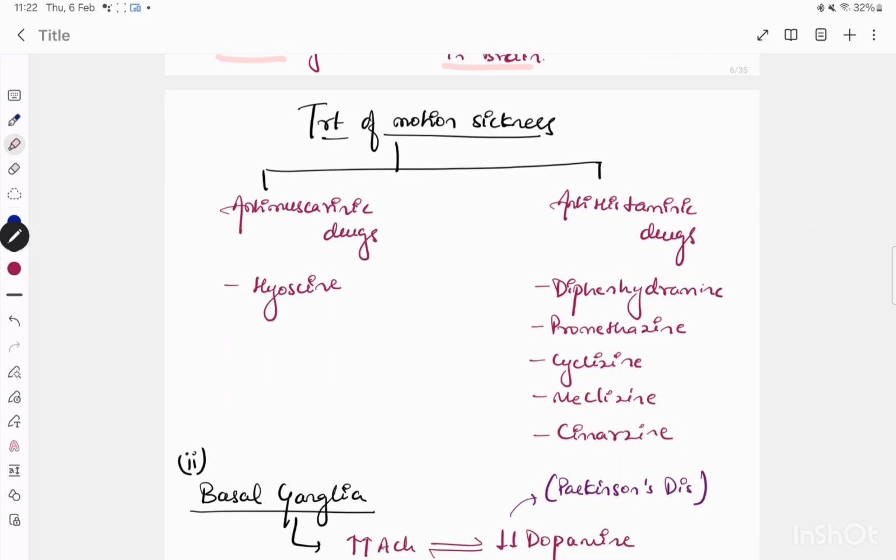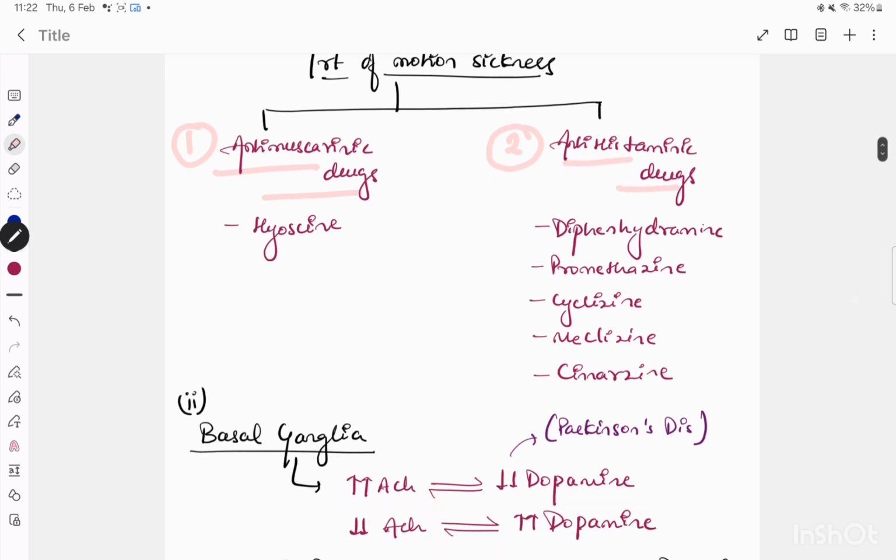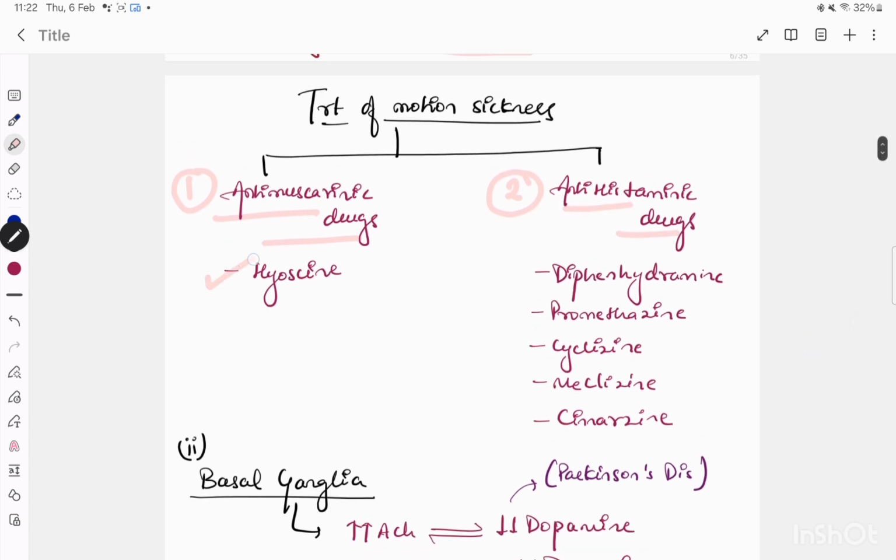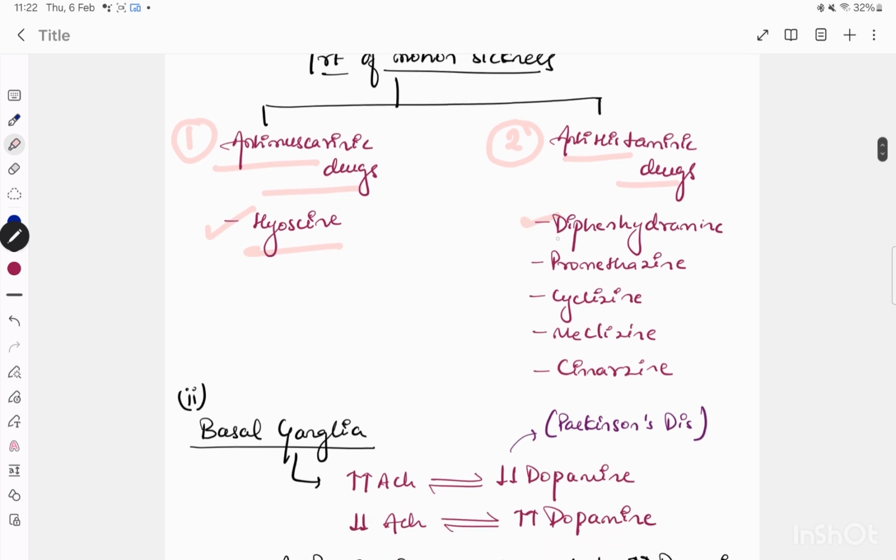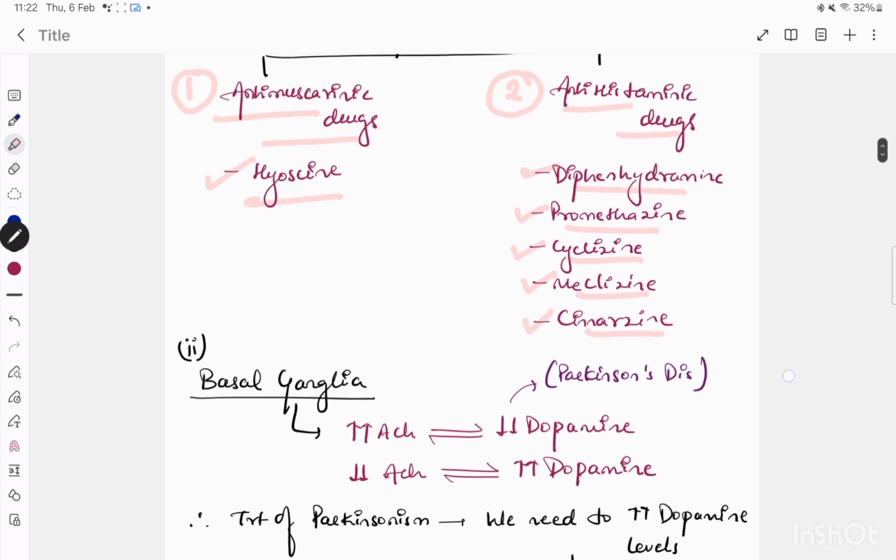Two classes of drugs are used in motion sickness. First one is antimuscarinic drugs, that is the one that we're studying now, and the next is antihistaminic drugs that we will be studying in the next chapter. So the drugs used in motion sickness, first is hyoscine, and in antihistaminic drugs it is diphenhydramine, promethazine, cyclizine, meclizine, and cinnarizine. These are all used in motion sickness.